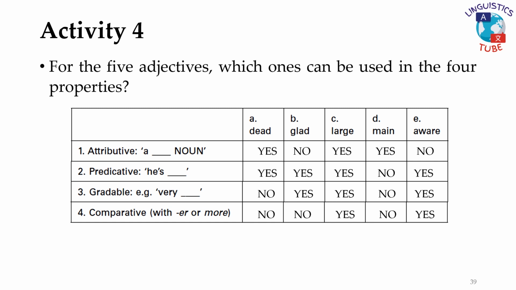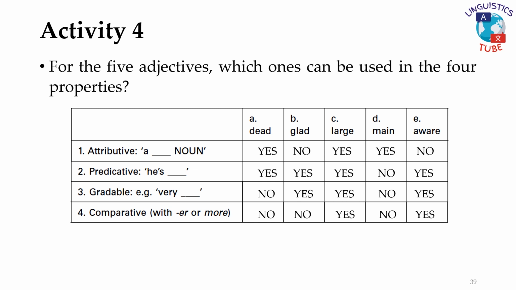Thirdly, dead. You can say a dead dog. You can say he's dead. You can't say he's very dead. You can't say he is more dead than me. Therefore, it is a peripheral adjective.